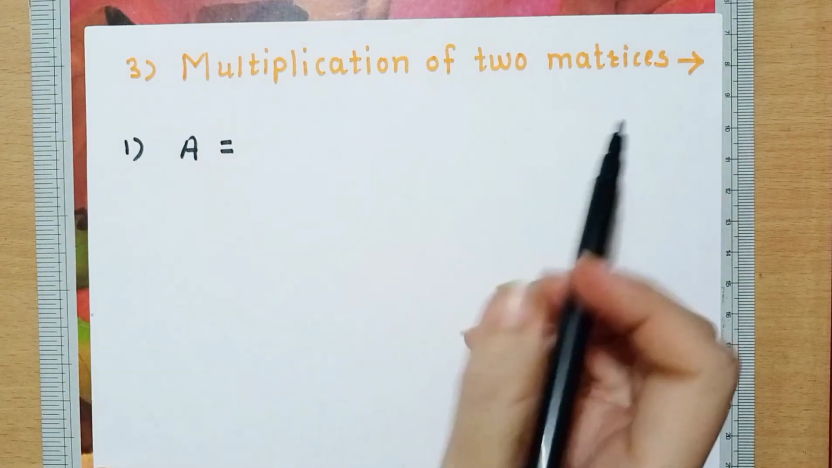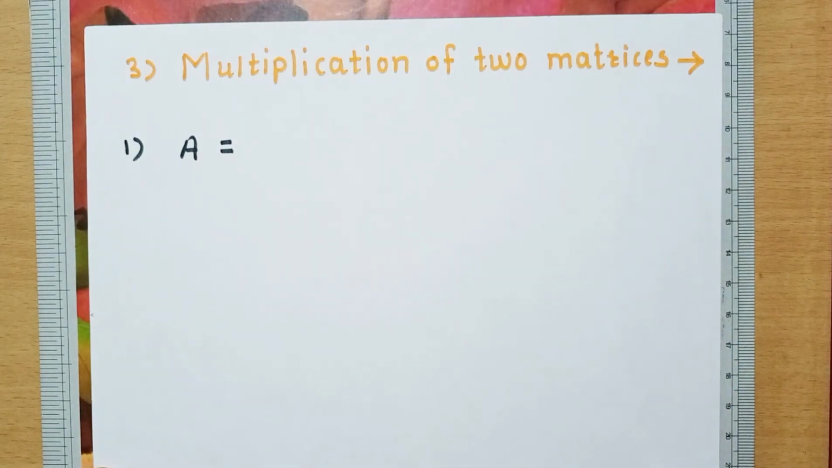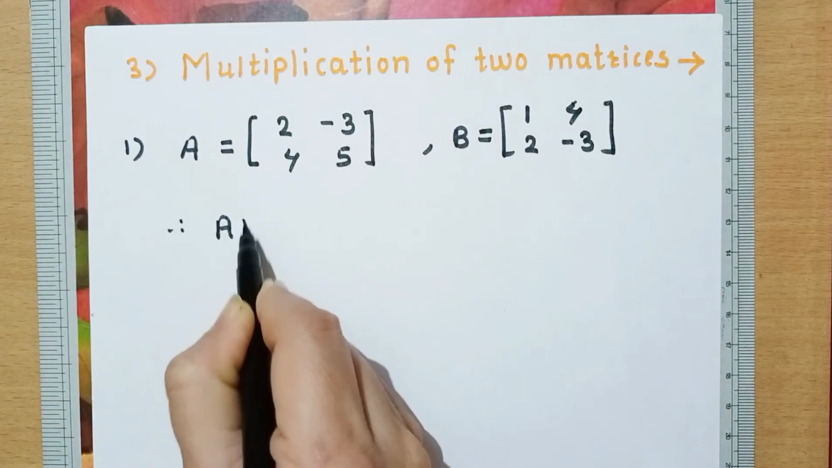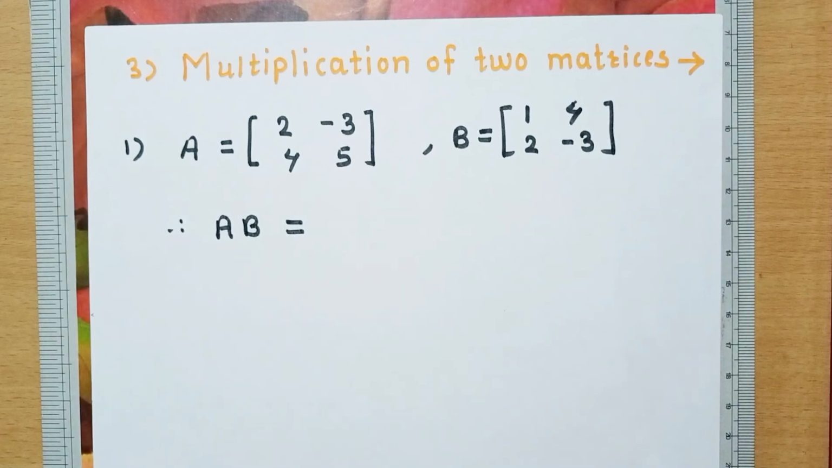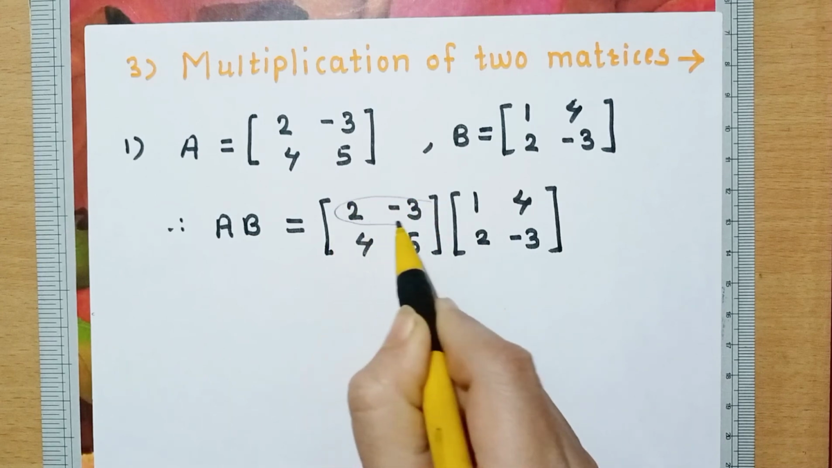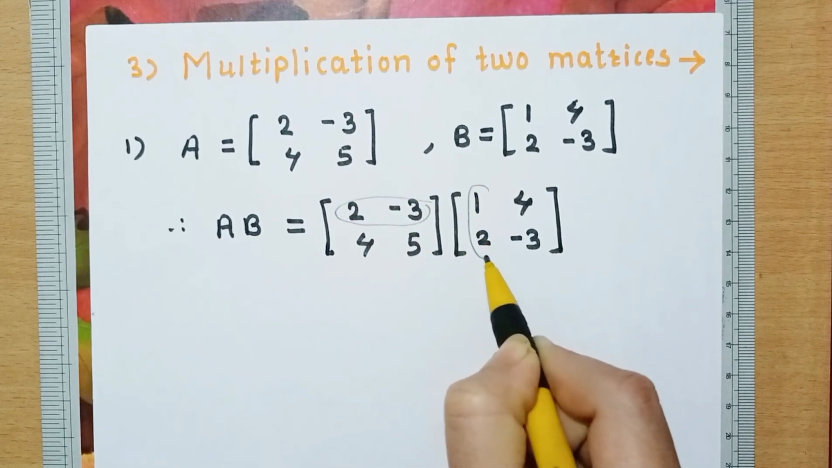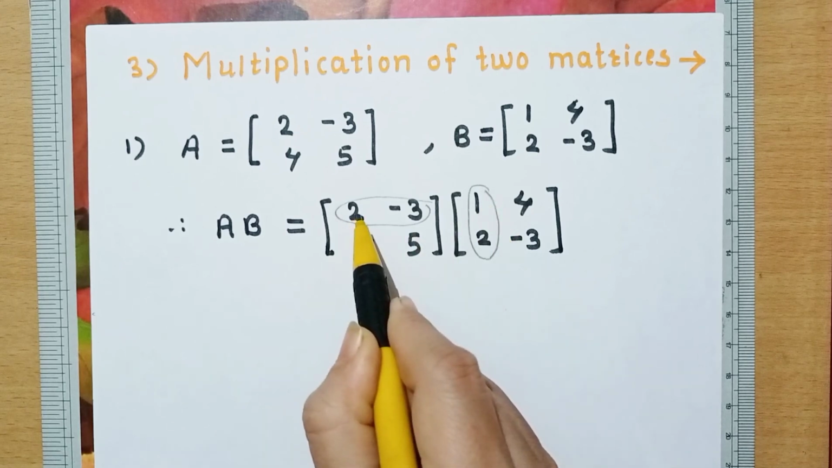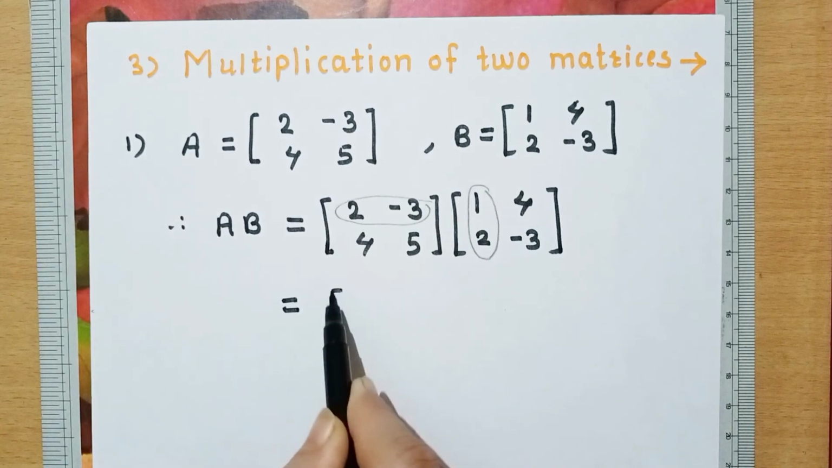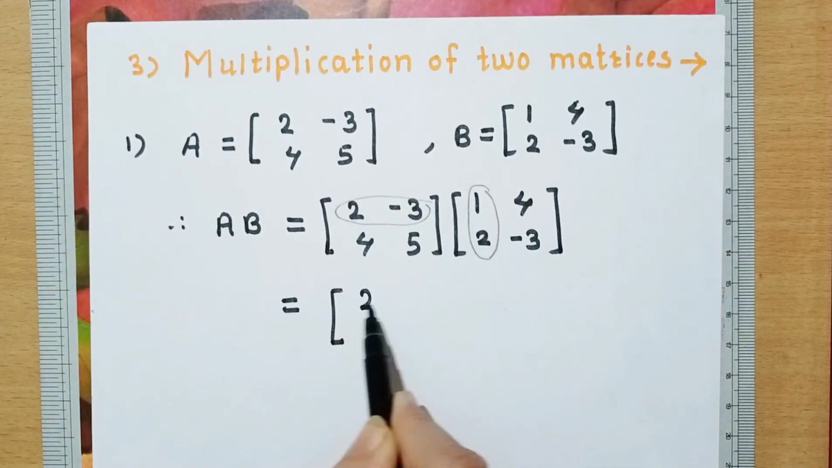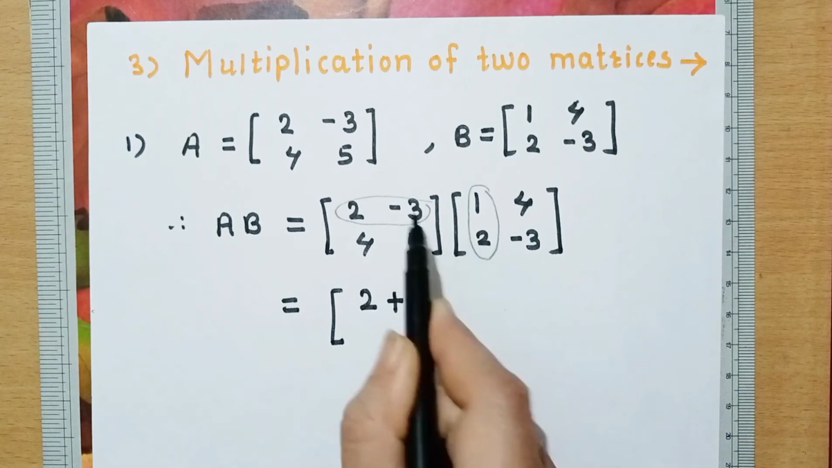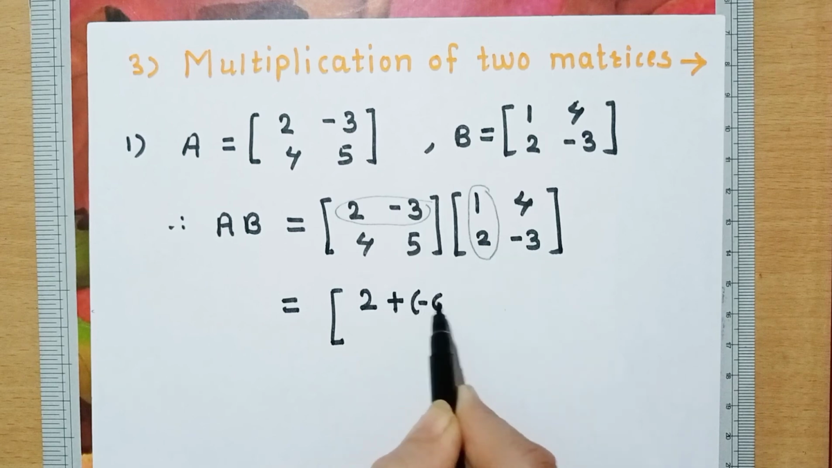Now let's see multiplication of two matrices. Now these are two matrices and therefore A multiplied by B is equal to, and now consider this first row and here consider the first column. Now you have to multiply the first number to the first number. So I am writing again. Now here 2 ones are 2. Then write down the middle plus sign. Then the second number to the second number. So minus 3 twos are minus 6.